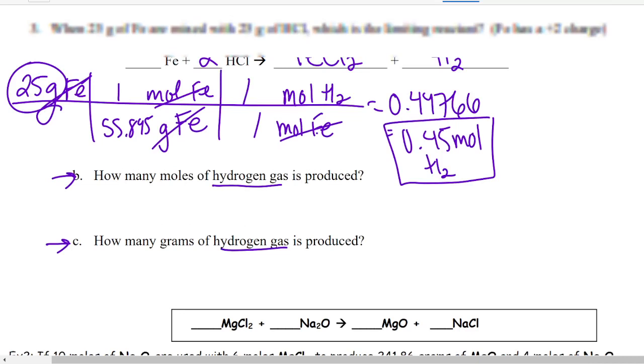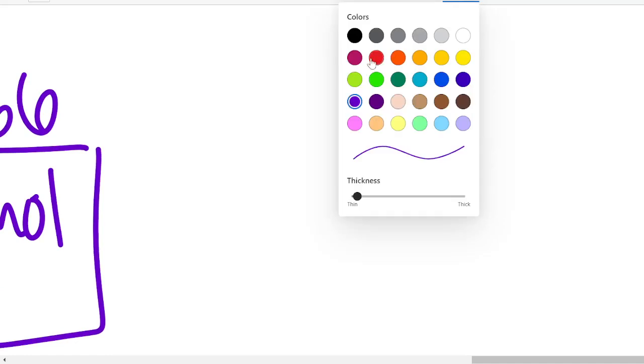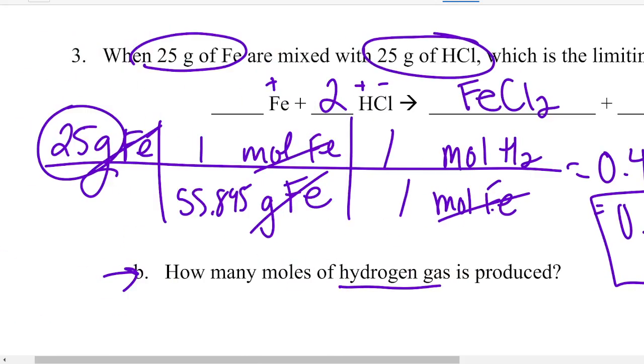I used a ton of room for that, so I'm going to zoom way in and write really small over here for 25 grams of, what is the other one? I already forgot. Hydrochloric acid? Yes.